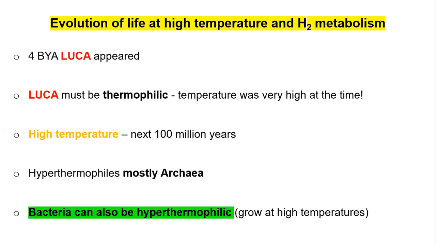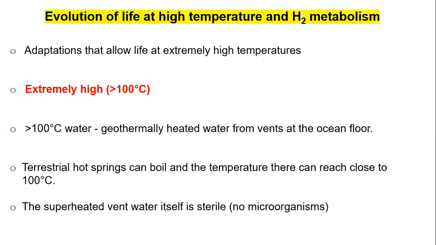Now, how can they grow at such a high temperature? So we know that most of the proteins denature after 40 or 60 degrees, but these organisms actually live literally at the edge of life, like over 100 degrees Celsius. But the way they can do this in such extremely high temperature is thanks to extreme adaptations that help them to survive and to cope with these conditions that other organisms cannot.